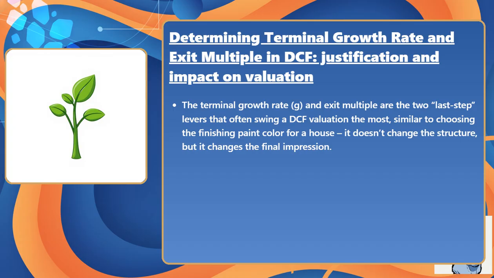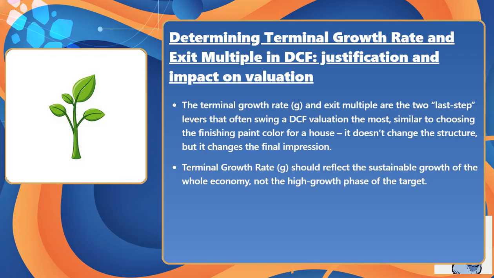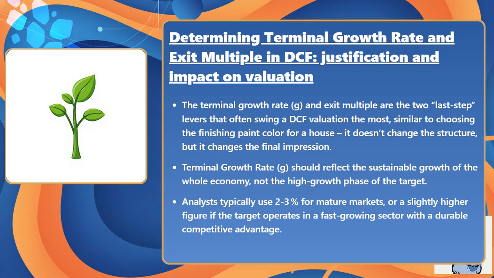The terminal growth rate G and exit multiple are the two last-step levers that often swing a discounted cash flow valuation the most, similar to choosing the finishing paint color for a house. It does not change the structure, but it changes the final impression. Terminal growth rate G should reflect the sustainable growth of the whole economy, not the high growth phase of the target. Analysts typically use 2 to 3% for mature markets, or a slightly higher figure if the target operates in a fast-growing sector with a durable competitive advantage.